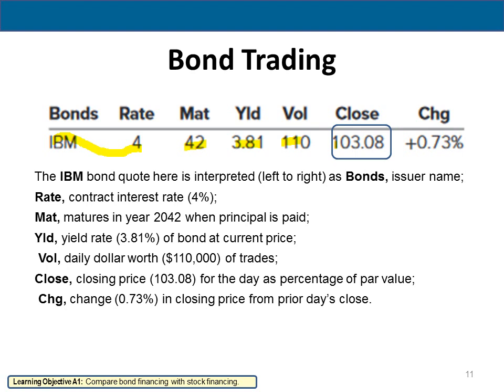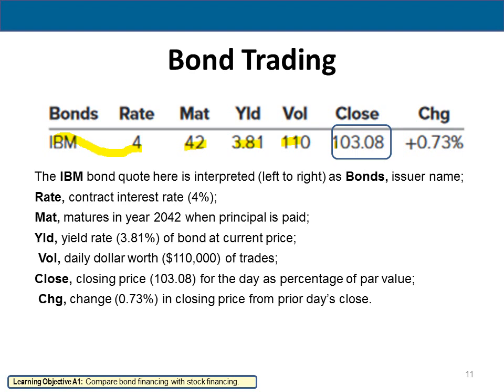Yield represents 3.81%. This is the current market value or current market rate of the bond. So if I want to trade this bond in the market, it will yield 3.81%. Volume means the daily traded number of bonds related to IBM, equal to $110,000. This is the value of bonds traded in the market.